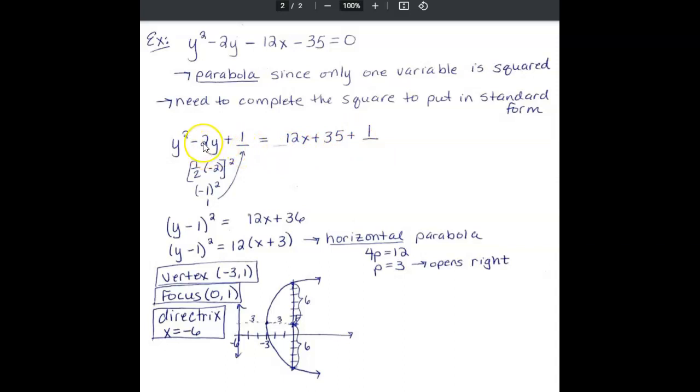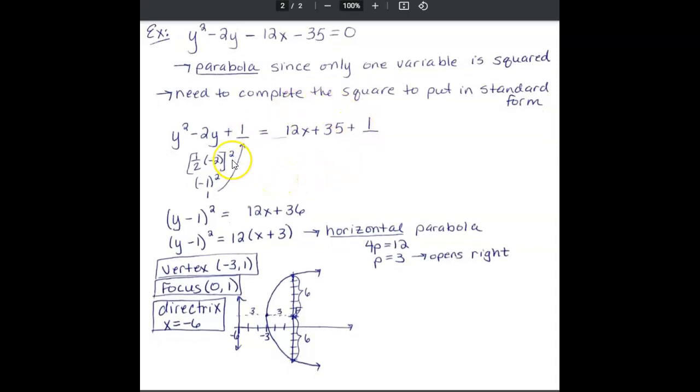So we complete the square, take half of negative 2, which is negative 1, squared is 1, we add that here. So to balance it out, we add it here. I don't believe there's going to be any coefficients to factor out on these like there were before. So whatever is added here, the same number is added here. So this left side then factors as y minus 1 squared. That's the whole purpose of completing the square, to get it to that form.